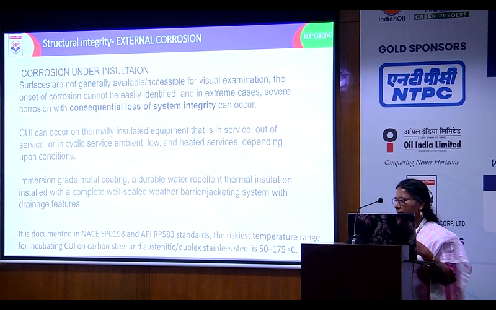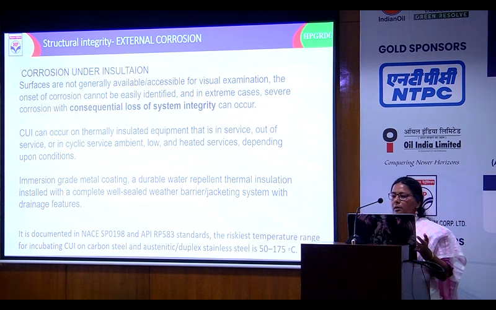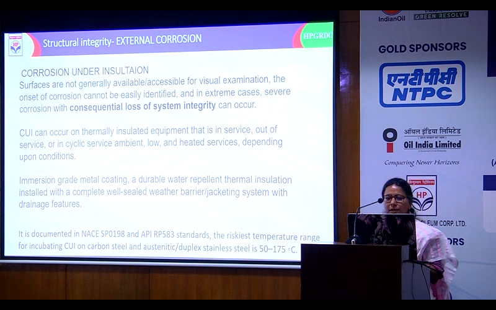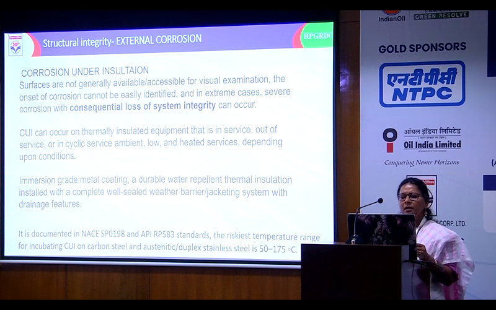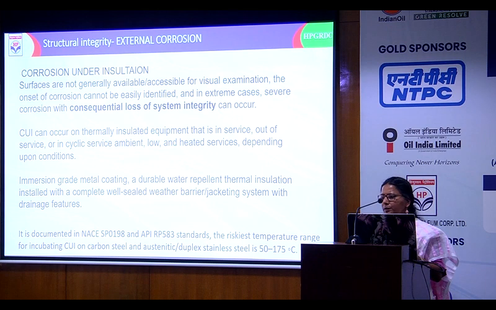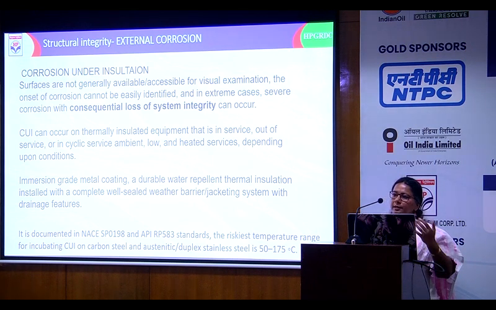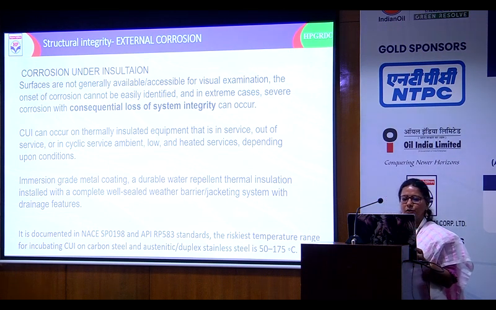So here, the consequence is loss of the integrity of the structure. It could be a structural member or the process fluid which is there. There are several reasons why the insulation has to be there in the first place. And this corrosion occurs obviously due to the presence of moisture and cyclic temperature. So when the equipment or asset is in shutdown condition, operating condition, or cyclic condition, this corrosion under insulation will happen.